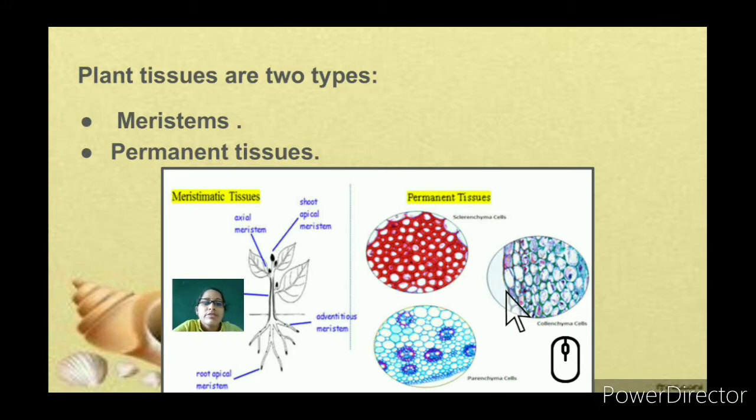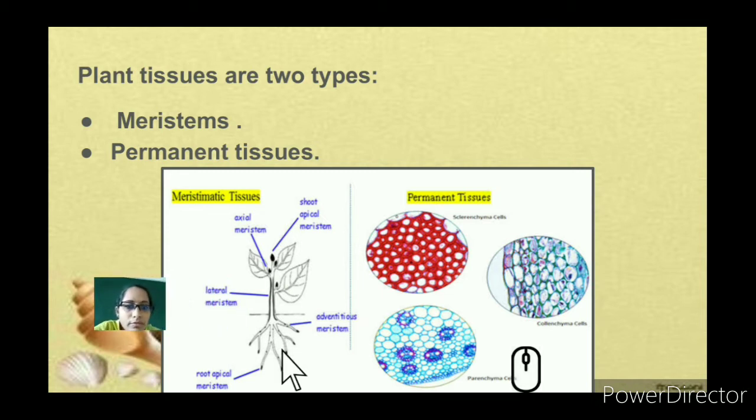So there are two different types of plant tissues. First are the meristems, or meristematic tissues, and second are permanent tissues. First we'll start with meristematic tissues. Here in this diagram you can see the apical region, that is the tip of the root, where there are certain tissues known as root apical meristem.